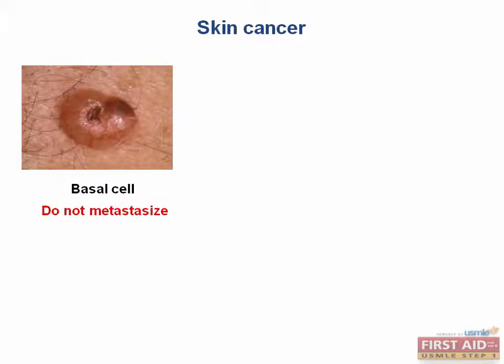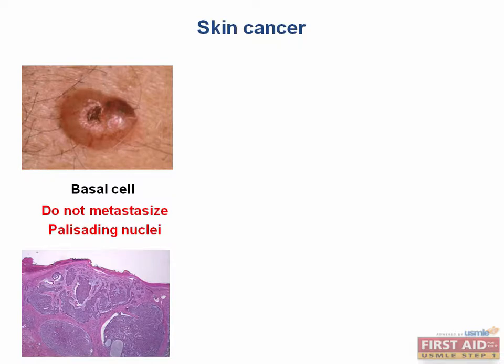Don't confuse this nodule with central ulceration with a cyst. How else could this be described? Well, a non-healing ulcer, perhaps, or a scaling plaque. What should you suspect if you do a punch biopsy of the lesion? Palisading nuclei.